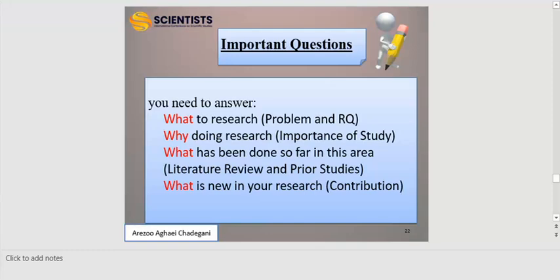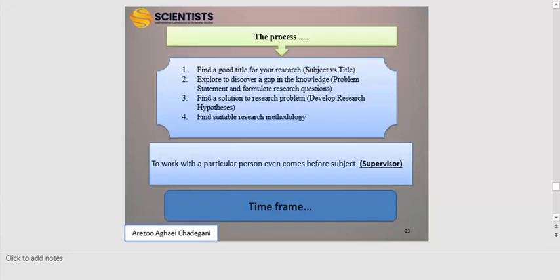Why do research? This is the importance of a study. What has been done so far in this area? This is the literature review and peer studies. What is new in your research? This is the contribution of your study. When you answer these questions, in fact, you become clear about your research.